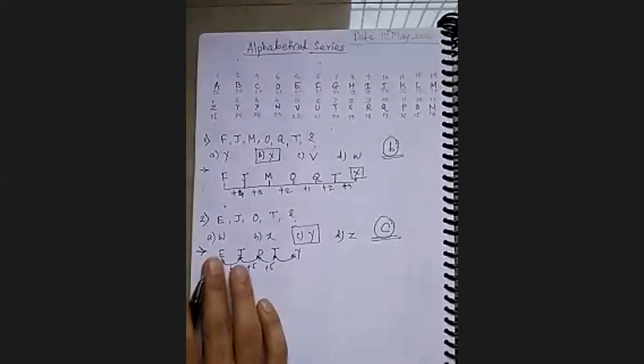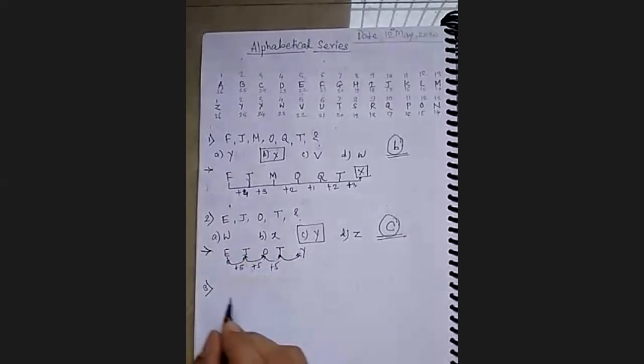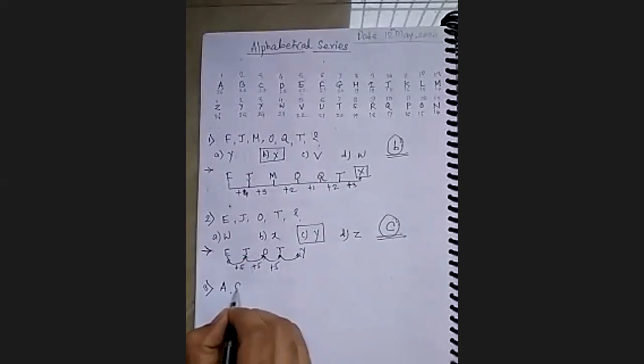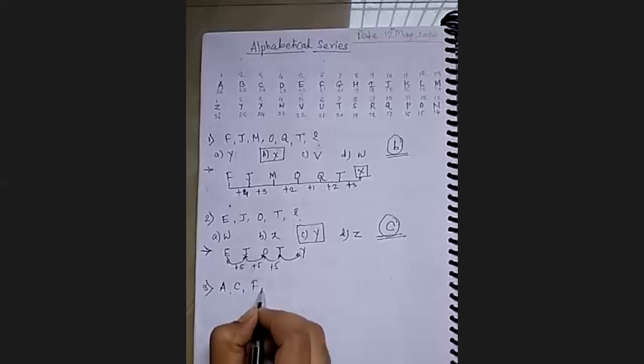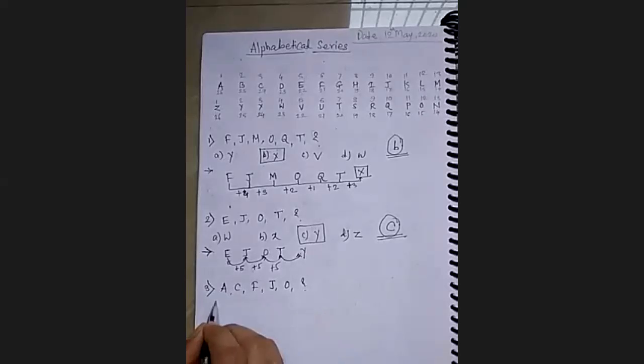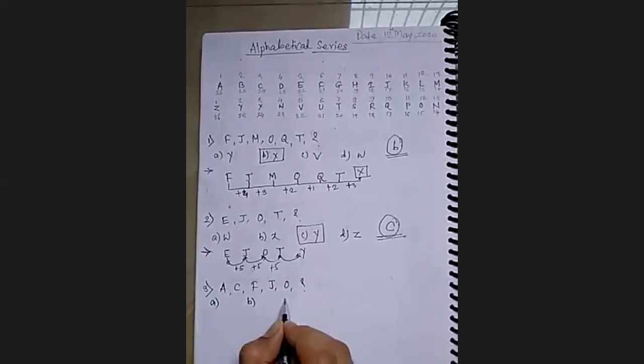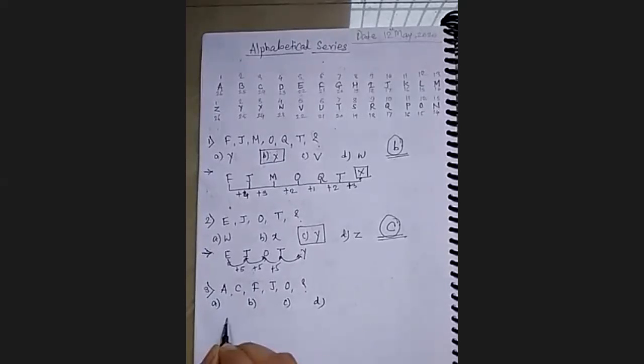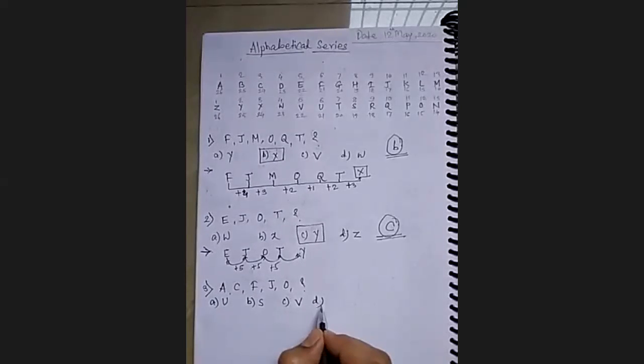Initially, you will be getting a little bit easier or quite simple straight-away questions, right? But this is not the case every time. A, C, F, J, O, question mark. A, B, C, D. So U, S, V, T.